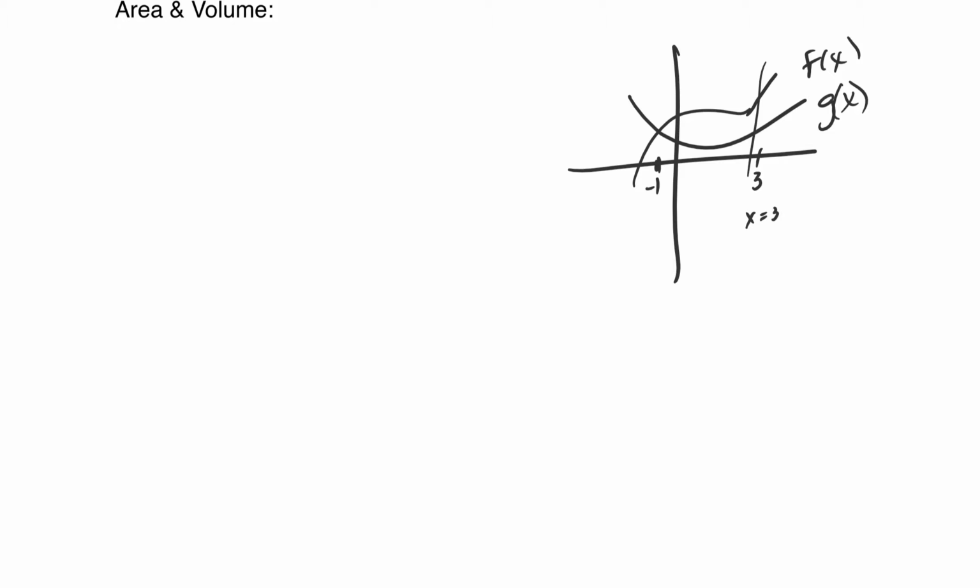Right. So if I wanted the area of this, area is very straightforward. You just integrate the limits, in this case -1 and 3, of the top equation minus the bottom equation. Right, so in this case it'll be f minus g. And again, if they give you f and g, just write that and you're good. Put it in your calculator, get an answer.